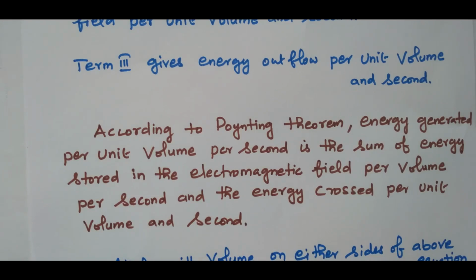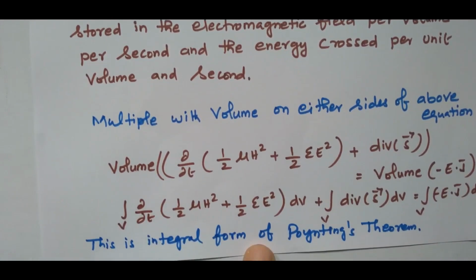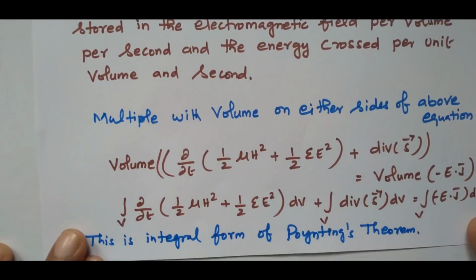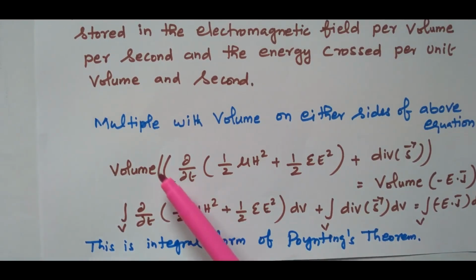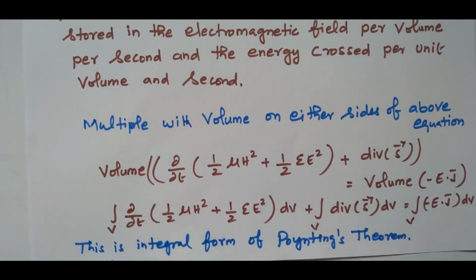Now this Poynting equation we can write in integral form. We got the Poynting theorem, and terms 1 and 2 we already discussed. We can convert that into integral form. So multiply with volume on either side of the above equation. By referring to the above equation, we are going to multiply with volume. So volume times ∂/∂t of 1/2 μH² plus 1/2 εE² plus divergence of S equals volume times minus E·J. So volume is multiplied on both sides, and it becomes a volume integral. Integral over V is nothing but a triple integral.